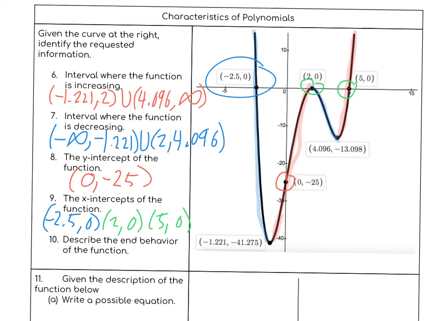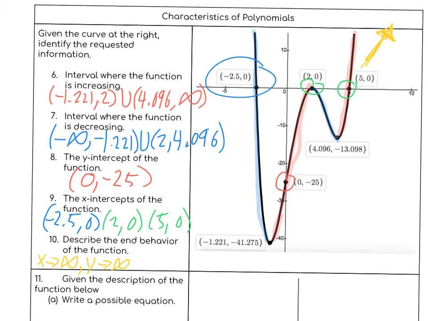The end behavior for the functions. So on the right side, we're going up and to the right. We can say this rises to the right, or I can say that as x goes to infinity, that means as x goes to the right, y also goes to infinity, that means y goes up.